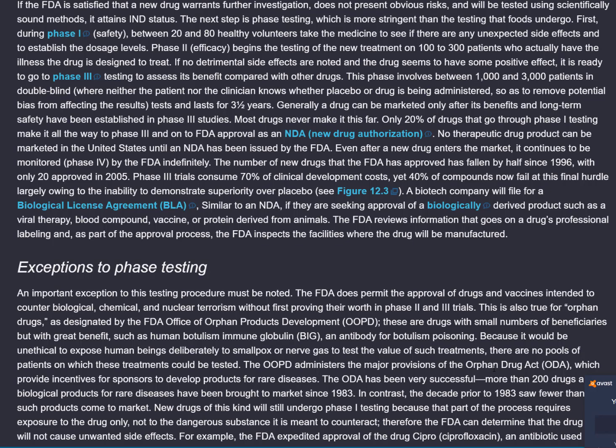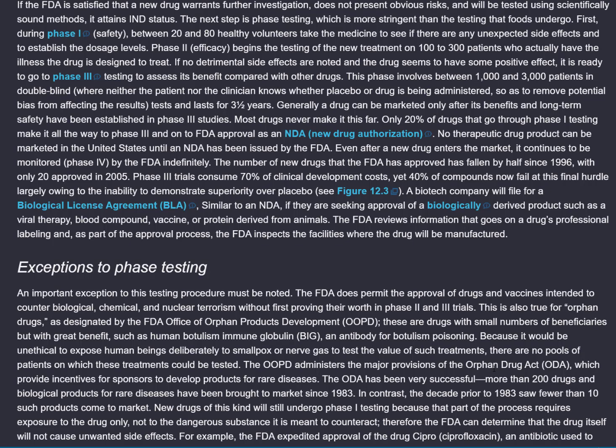The number of new drugs that the FDA has approved has fallen by half since 1996, with only 20 approved in 2005. Phase III trials consume 70% of clinical development costs. Yet 40% of compounds now fail at this final hurdle, largely owing to the inability to demonstrate superiority over placebo. See Figure 12.3.